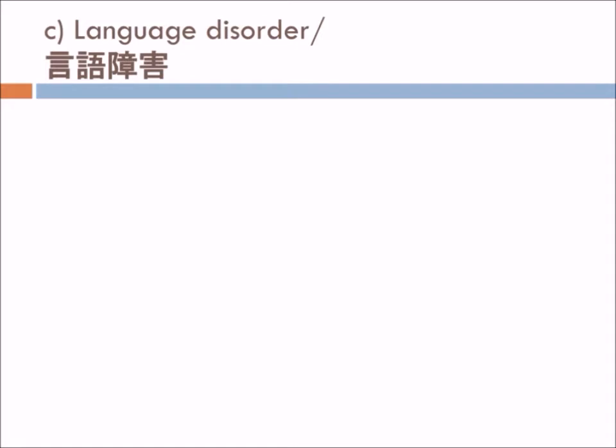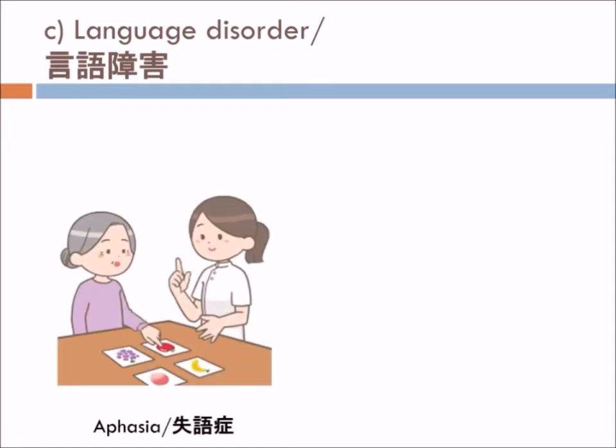Aphasia is caused by the brain. Person with aphasia has difficulty to compose the sentence. That's why they can't express what they want to say properly. How to communicate is to use picture and gesture.